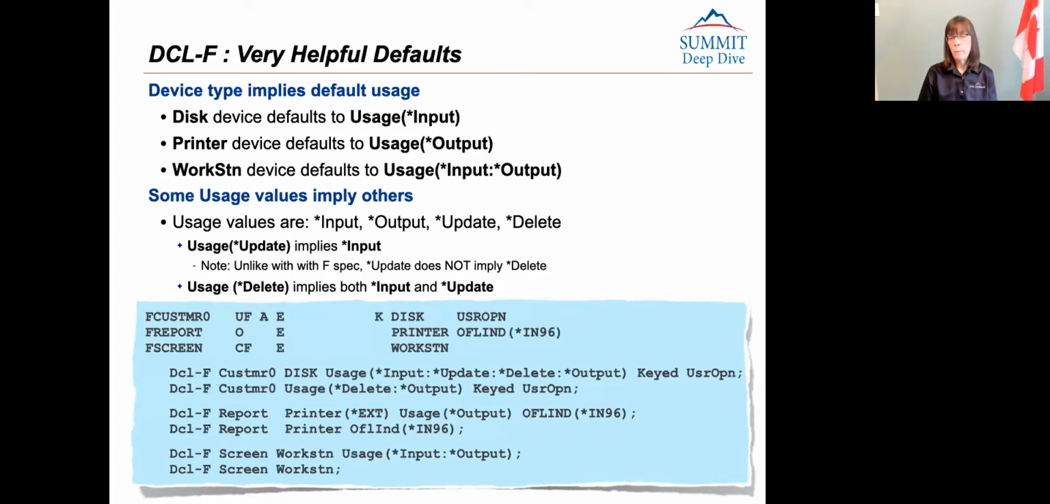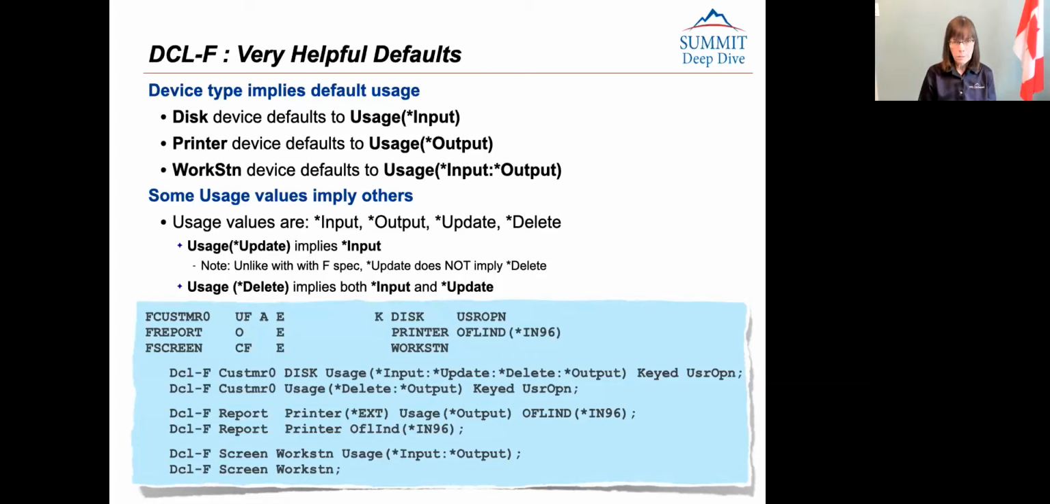Printer devices default to output because I don't know about you, but I'm still looking for the printer that will provide input to my RPG program. I haven't found one yet. They only do output. So why did we always have to specify that? Now you don't have to specify it. It says printer. Guess what? It's output. Workstation files are going to default to input output again, because that's almost always what they're going to be. And then also some usage values will imply others.